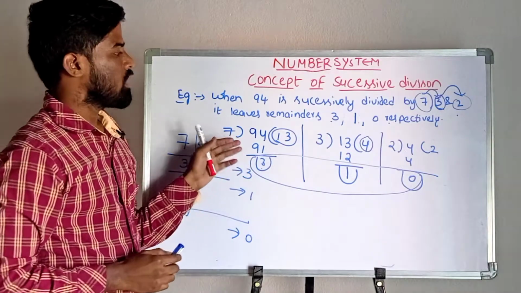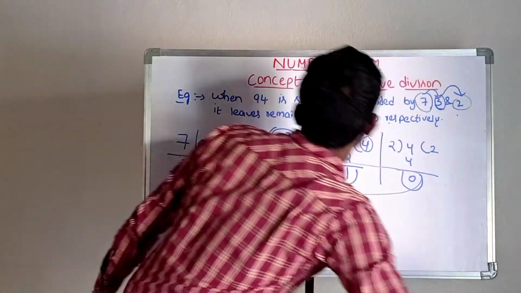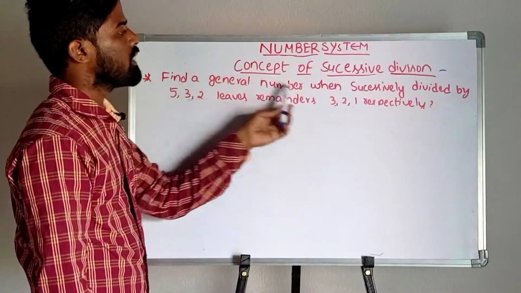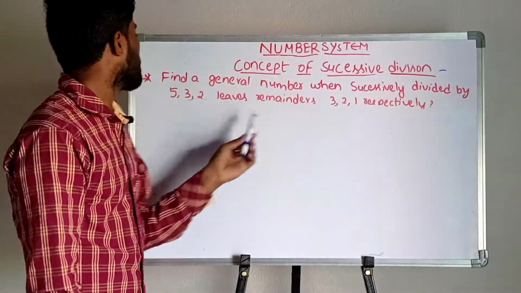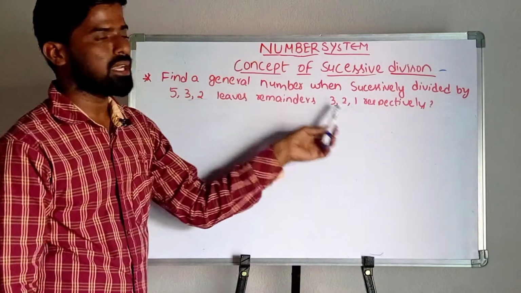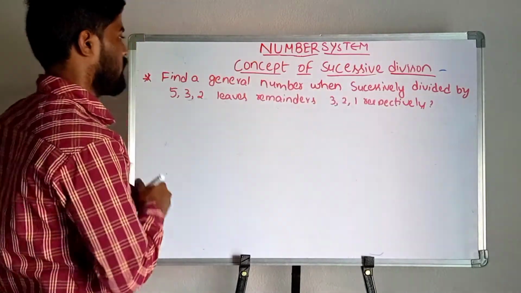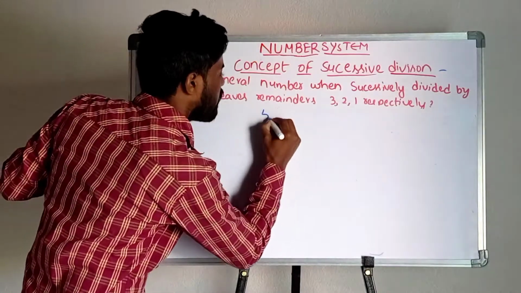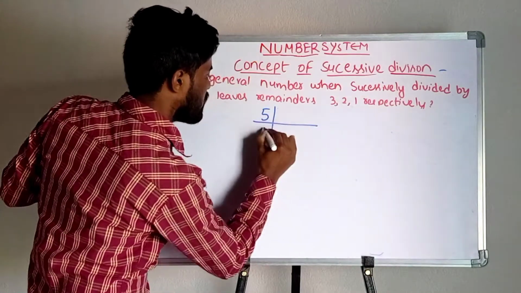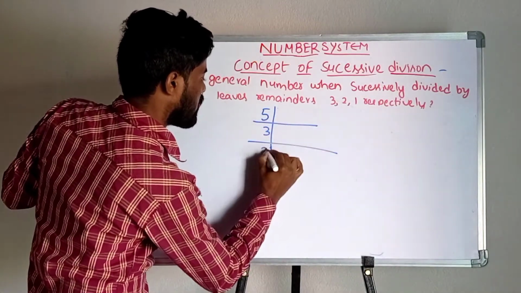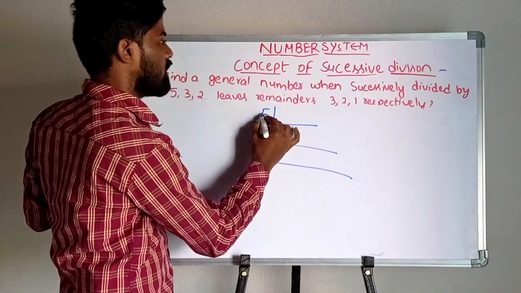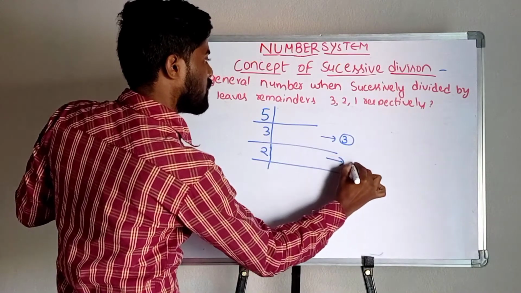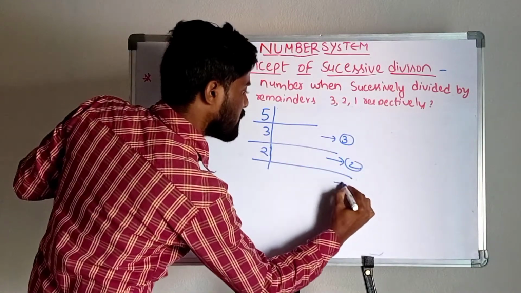Now we will discuss the type of questions we may face in the examination based on this topic. We have to find a general number that, when successively divided by 5, 3, 2, leaves remainders 3, 2, 1 respectively. When divided by 5, it leaves remainder 3, when divided by 3, remainder 2, when divided by 2, remainder 1.